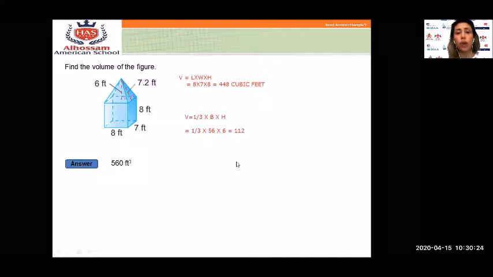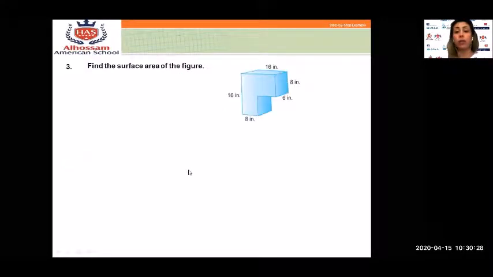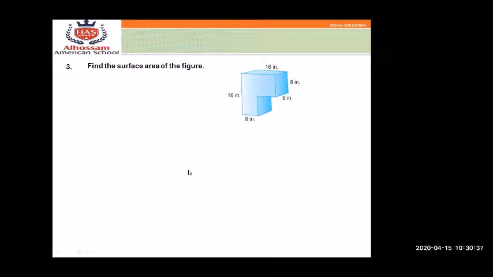Okay, so guys, let's move to the next part of our lesson here. And what is it, guys? It is to find the surface area of the composite figure. We used to find the volume of a composite figure.